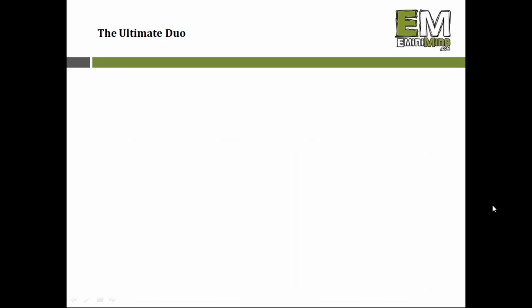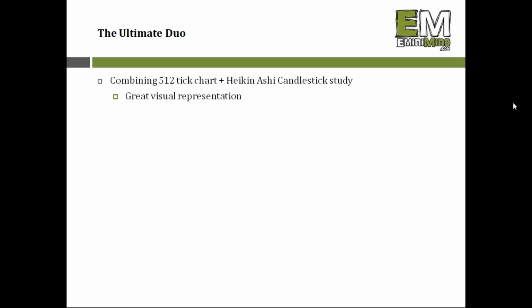So that brings us to pairing these two together and combining the 512 tick chart with Heikin-Ashi. You get this visual representation that makes it easy to spot those trend changes so that we can place trades at those areas.